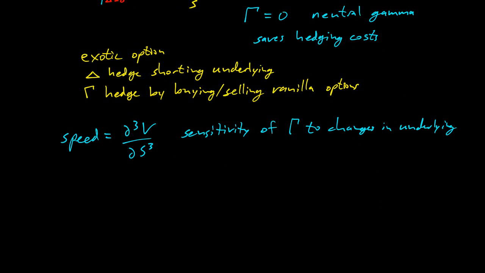So what else do we have? Another Greek is capital theta. So capital theta is the change with respect to T. So it's the sensitivity of the option price to time. So for a call option, this will generally be negative. You're losing value over time. And for other types of options, it could be positive or negative.